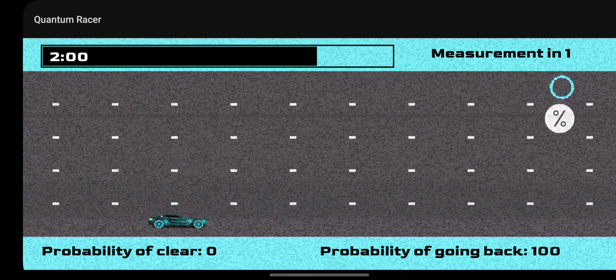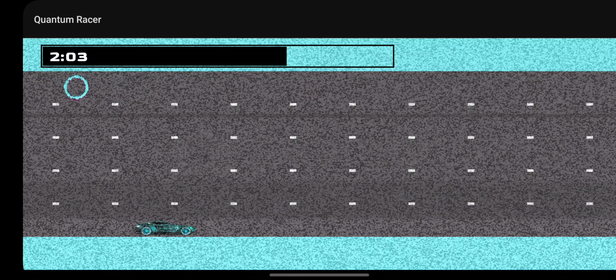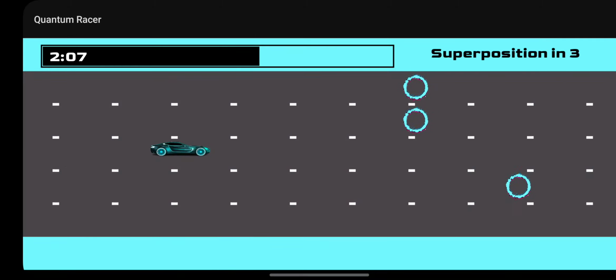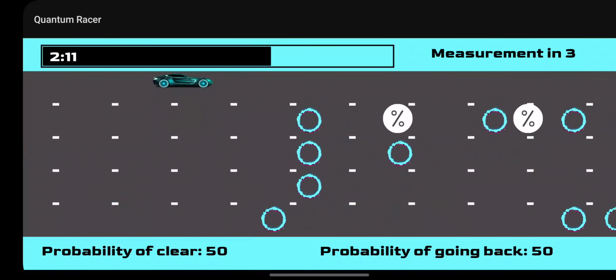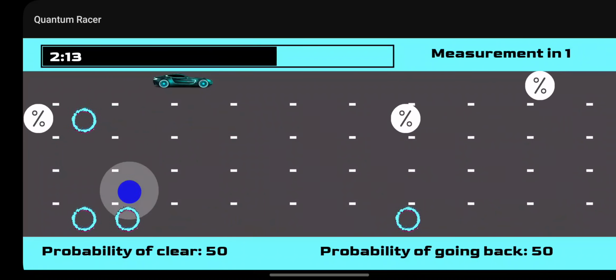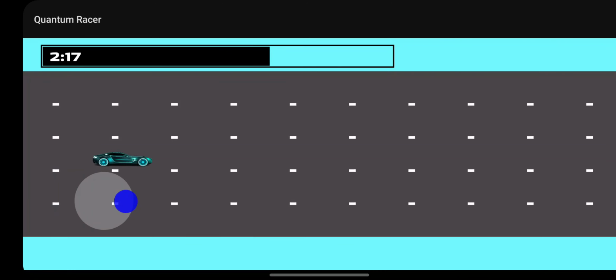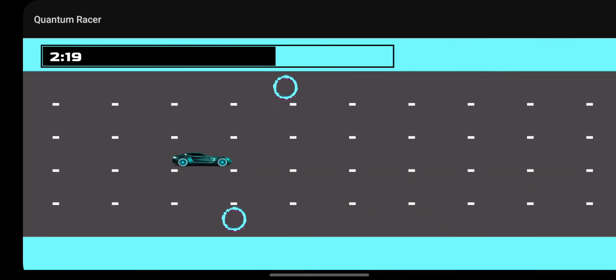Measurement in 3, 2, 1. And see that progress bar going all the way back. I just started over from where I initially got split. This time in superposition, I'm going to try my best not to do that because I would like to... Oh, I got measured already. Got sent back again. That was unlucky.